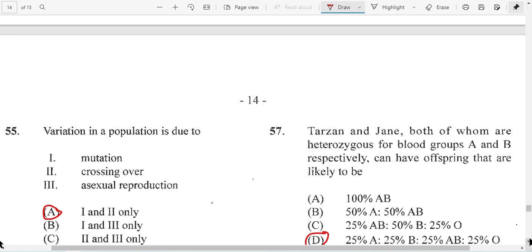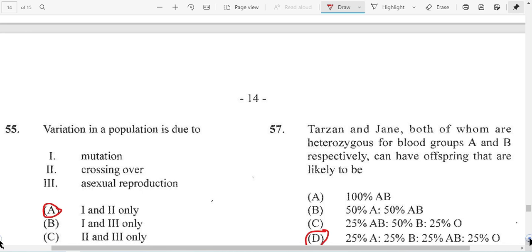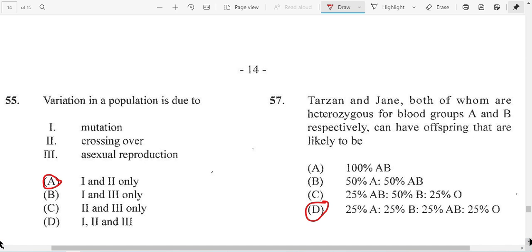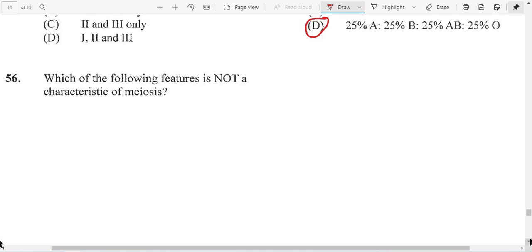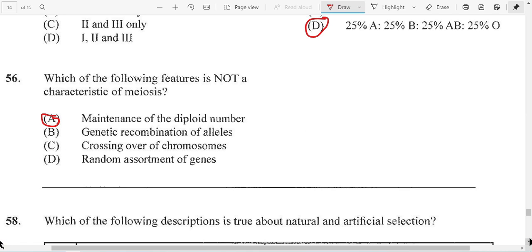55. Variation in a population is due to mutation, yes. Crossing over, yes. Asexual reproduction, no. Asexual reproduction is likened to mitosis. So our answer here is going to be A for 55. No, there's no other answer I could think of for 55. 56. Which of the following features is not a characteristic of meiosis?